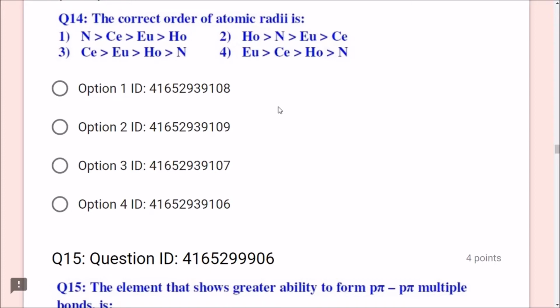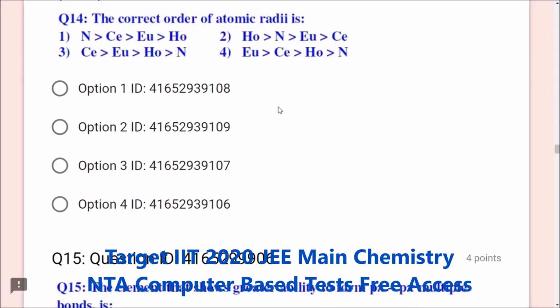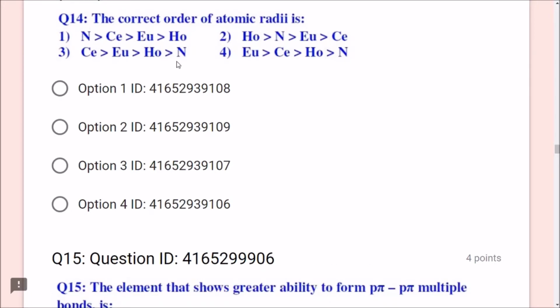Dear friends, when you look at these atomic radii, which is the smallest atom of these elements? Yes, friends, nitrogen. Which options show nitrogen? So nitrogen is here, option number 3 and option number 4. And when you compare cerium and europium, which is going to have the larger radius? Europium has a larger radius than cerium, so option number 4 is the correct option, friends.